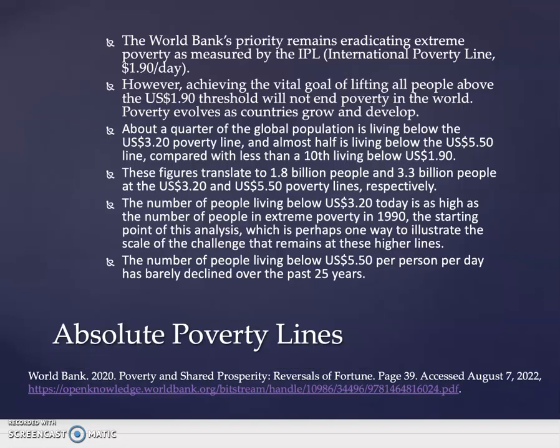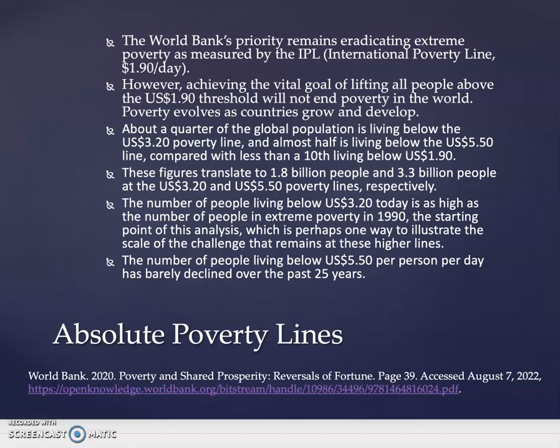So the World Bank's priority remains on eradicating extreme poverty, the international poverty line. However, achieving the vital goal of lifting all people above the threshold will not end poverty. And again, this is according to the World Bank itself, as poverty evolves as countries grow and develop. About a quarter of the global population is living below the $3.20 poverty line, and almost half is living below the $5.50 line, compared to less than 10% living below the $1.90 abject poverty.